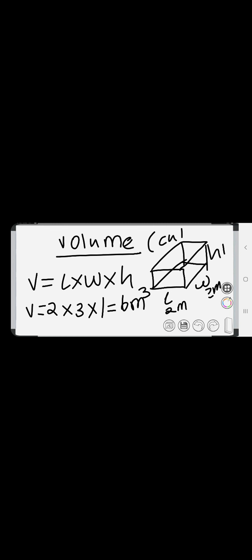For example, let's say we're given that the length is 2 meter and the width is 3 meter and the height is 1 meter. When we calculate our volume, the volume is going to be what? It's going to be 2 multiplied by 3 multiplied by 1, which is equal to 6 meter cube. So the volume is always in cubic. When I say cubic, it's to the power 3. That's the volume.